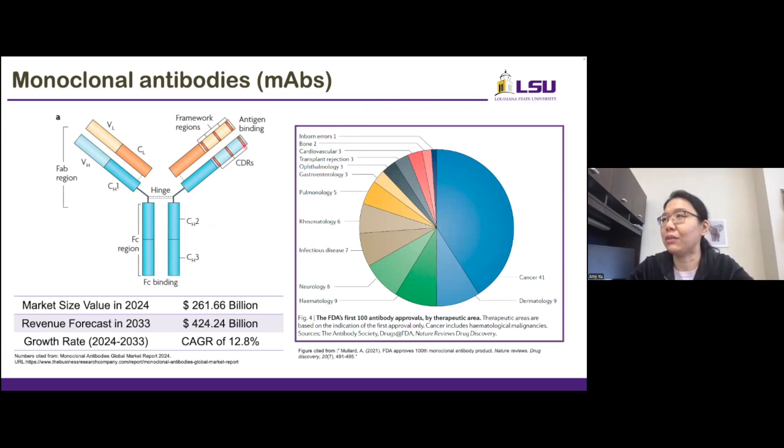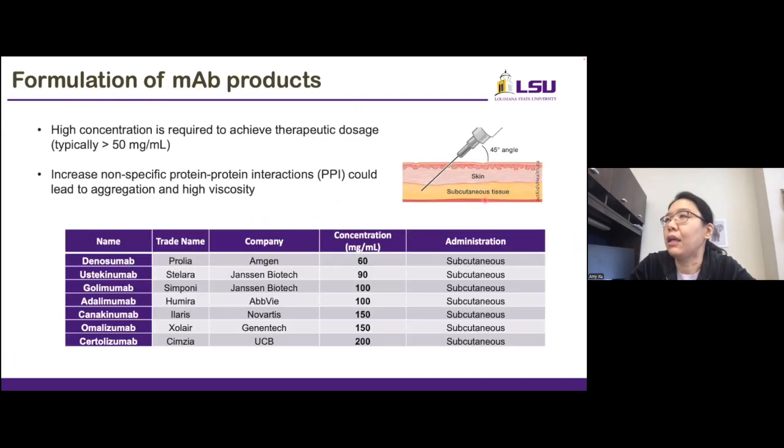I guess you don't really need an introduction on what monoclonal antibodies are. They currently constitute one of the biggest selling biotherapeutic products on the market. Of the first 10 antibodies approved by the FDA, the majority are used for cancer therapy.